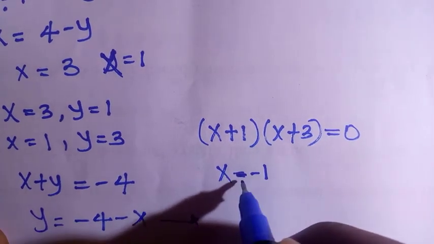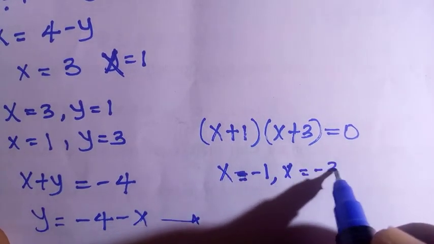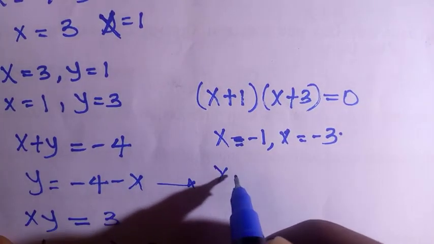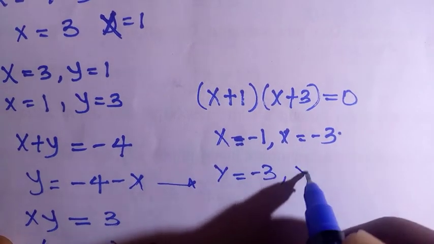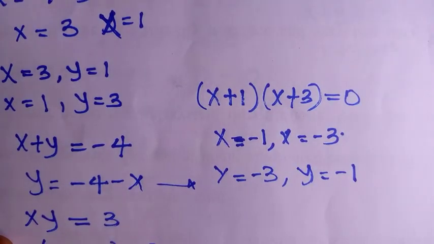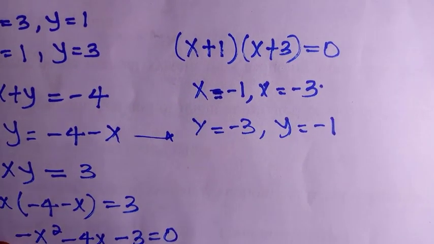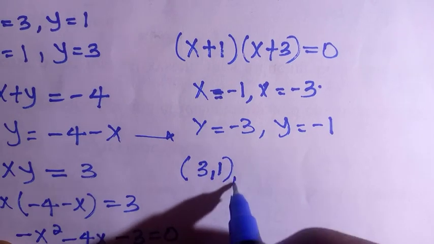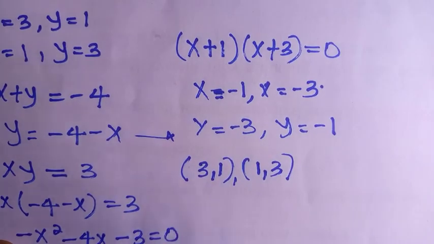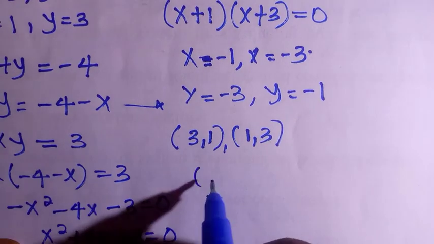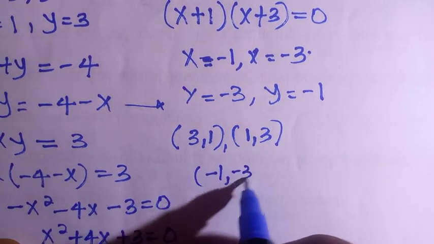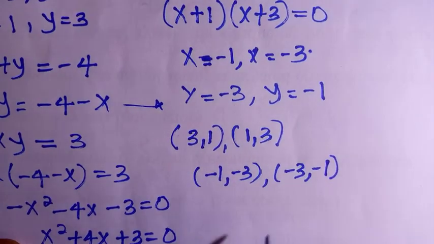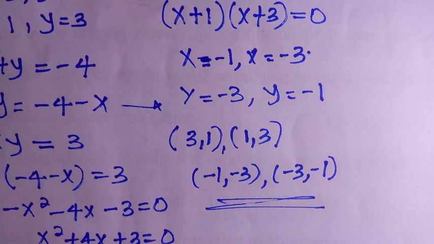So that is what we will get for this. Since these are two values for x, we can get y as negative 3 or negative 1. When we plug it into equation star, we can combine these as coordinates. So we have (3, 1), (1, 3), (minus 1, minus 3), and (minus 3, minus 1). And this is how to solve this problem.